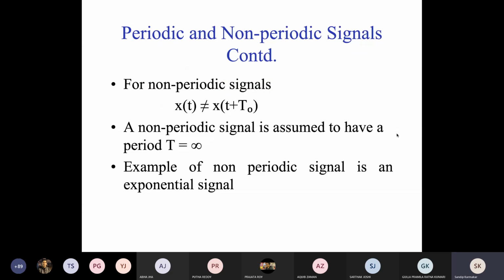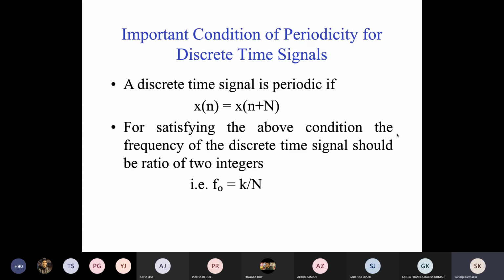For non-periodic signals, x(t) is not equal to x(t plus T0). For non-periodic signals, it is assumed to have a period of infinity. An example of a non-periodic signal is the exponential signal. A discrete time signal is periodic if x(n) equals x(n plus N), capital N. For satisfying the above condition, the frequency of the discrete time signal should be a ratio of two integers, f0 equal to k by N.